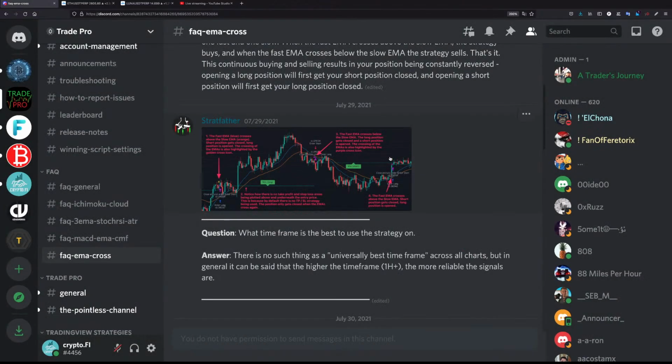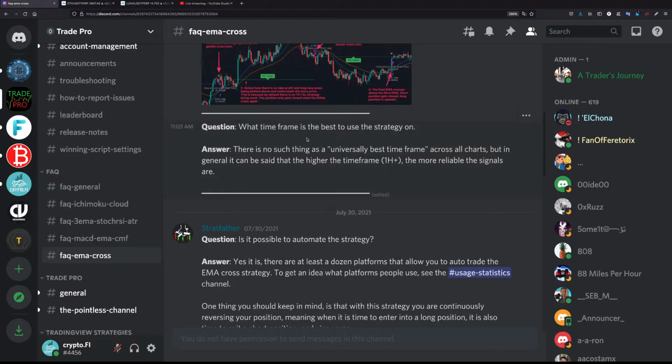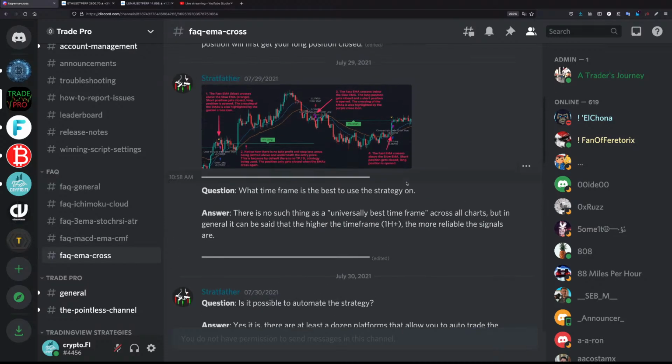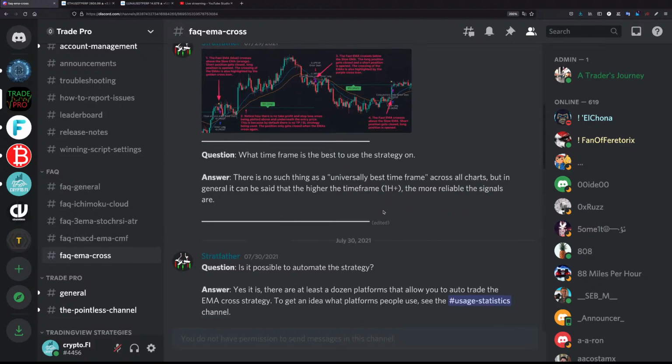Okay, so this is it. What time frame is the best to use? Yeah, of course, there is no straight answer to this. You just need to try. There is no universal, of course. But generally it can be said that the higher the time frame, 1 hour plus, the more reliable the signals are. Yes, that might be true.